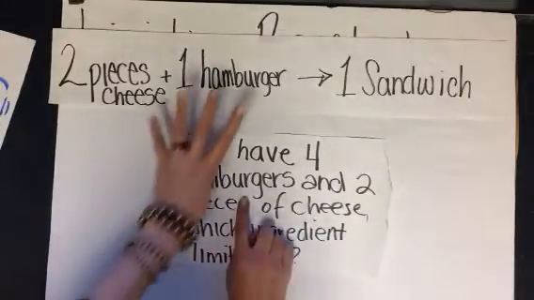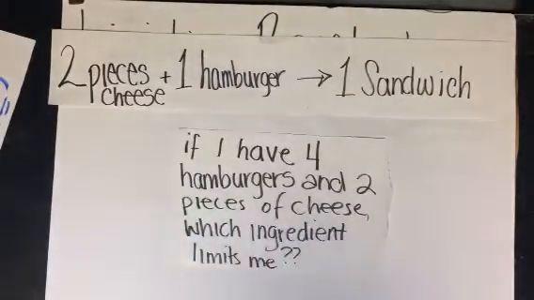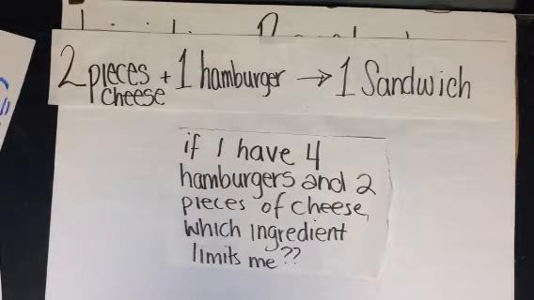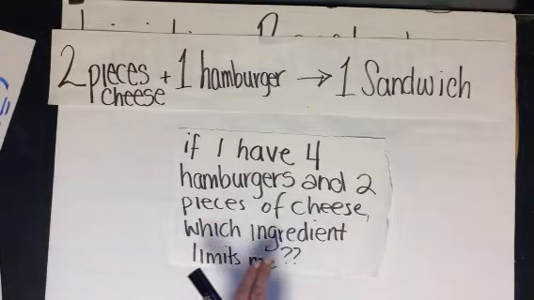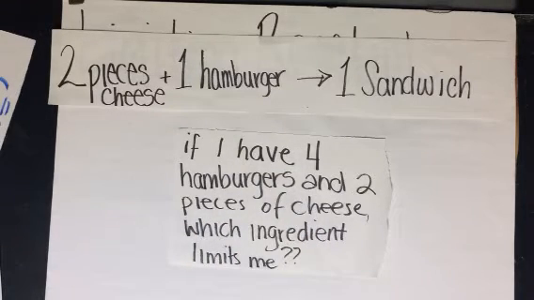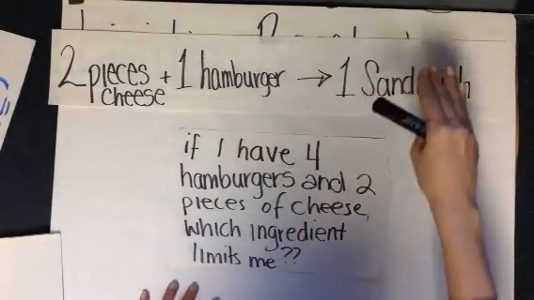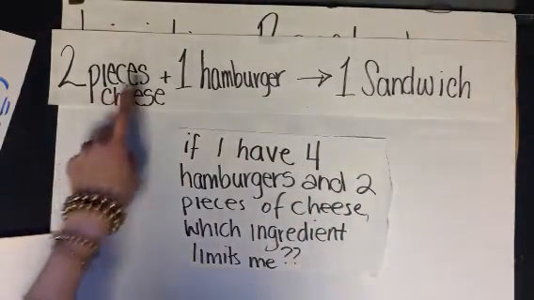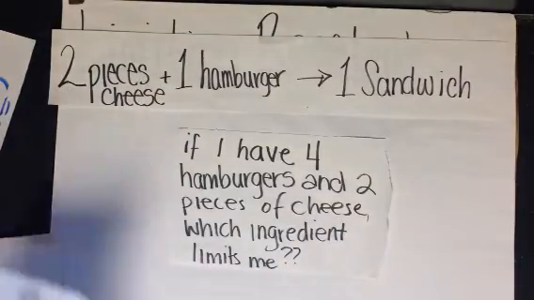What if I have 4 hamburgers and 2 pieces of cheese? Which ingredient limits me? Well, hopefully you're saying that 2 pieces of cheese needs 1 meat patty hamburger. And what I have here are 2 pieces of cheese and 4 hamburgers. So which one limits me? Well, I could have made more sandwiches if I had more cheese, but I don't. So my cheese is my limiting reactant.